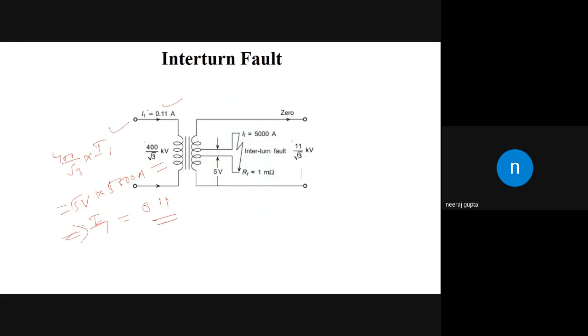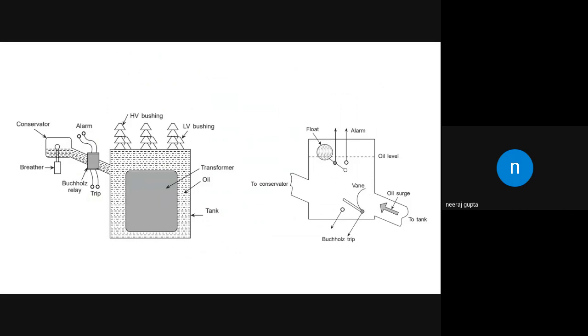So interturn faults are difficult to detect using the overcurrent or differential relay. They cause a hot spot, resulting in the deterioration of the insulation. So this leads to the development of one more relay, which is known as the Buchholz relay. We have to detect that interturn fault by non-electrical means. Now this is the Buchholz relay.